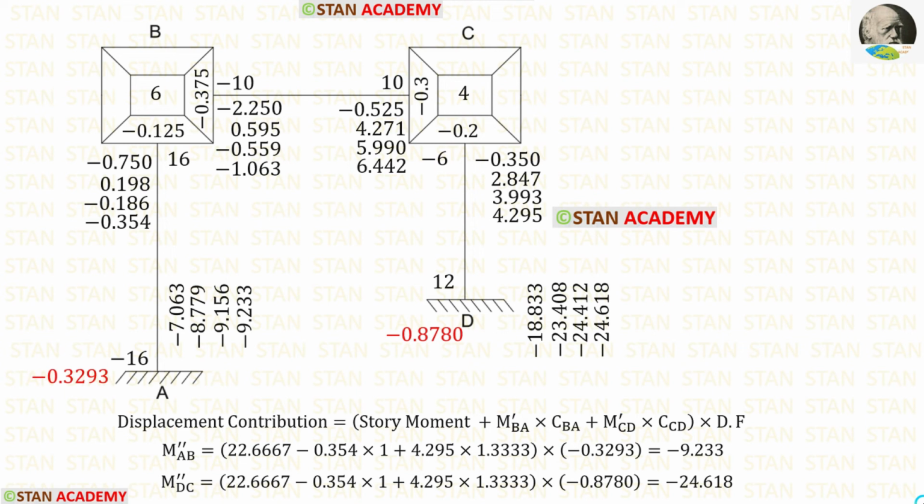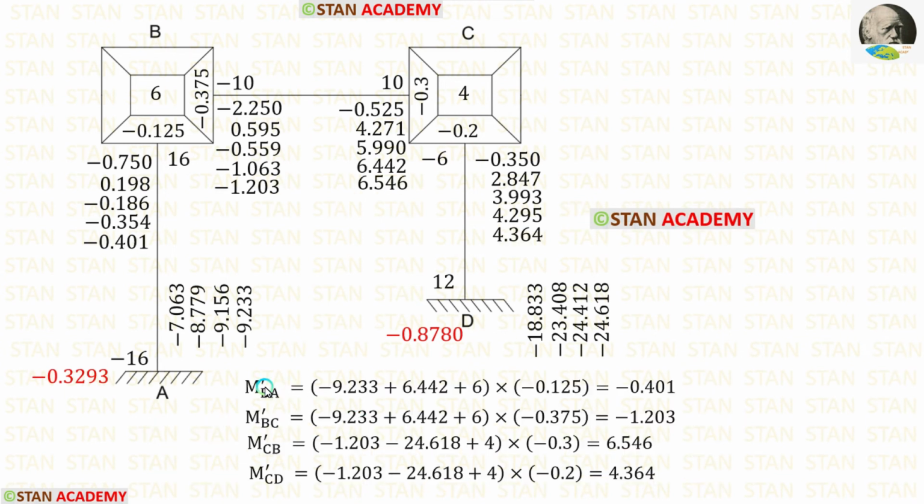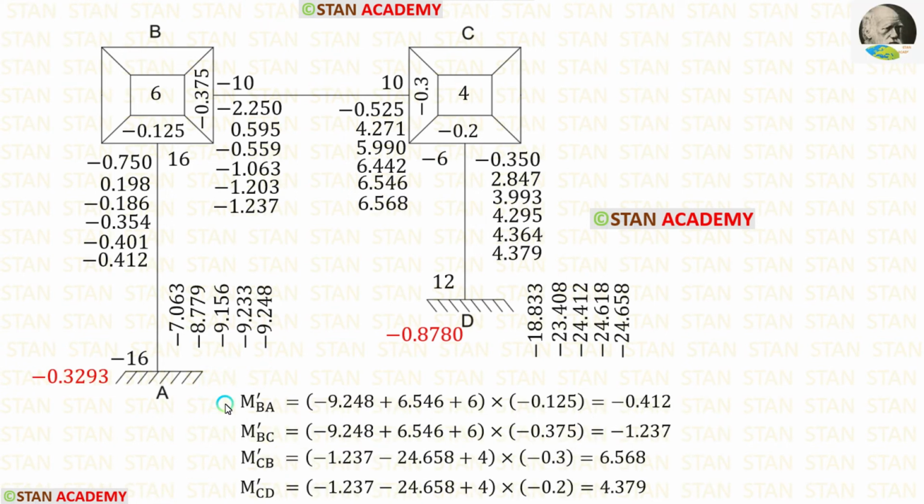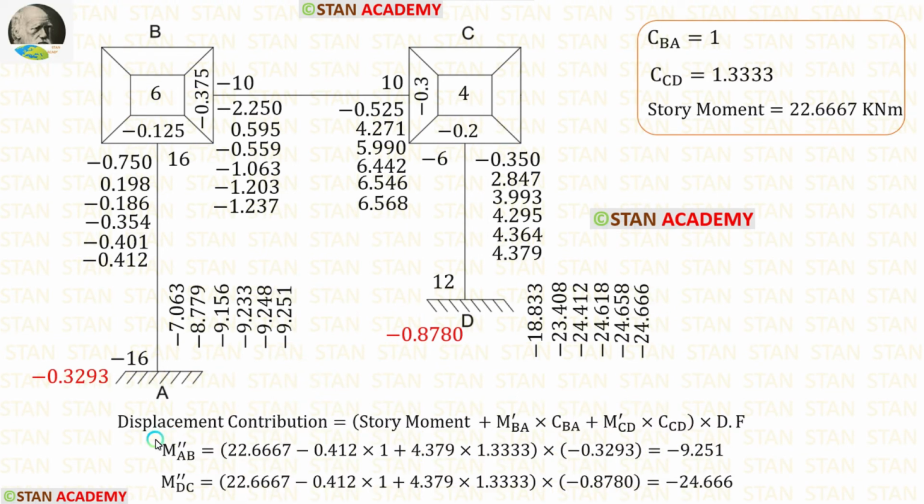Let us start the fifth iteration. In the fifth iteration, here I have found the rotation contributions. Here I have found the displacement contributions. Here I have done the sixth iteration. Here I have calculated the rotation contributions. Here the displacement contributions. I am going to stop in the sixth iteration because in the fifth and sixth iterations I am getting approximately equal values.